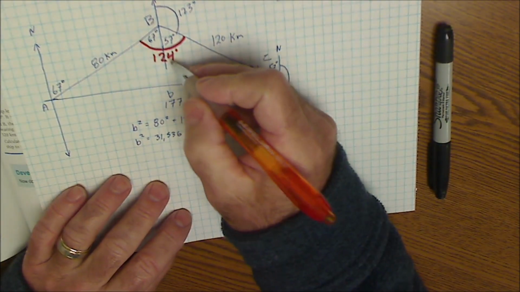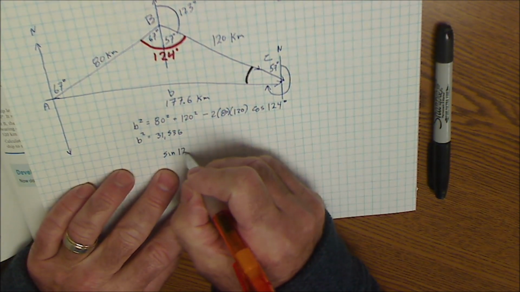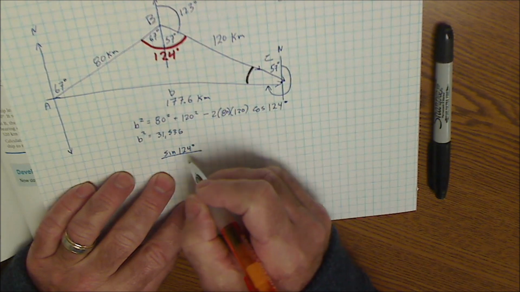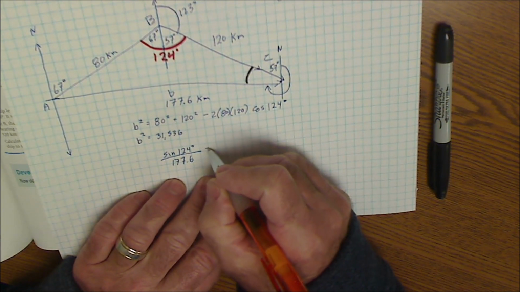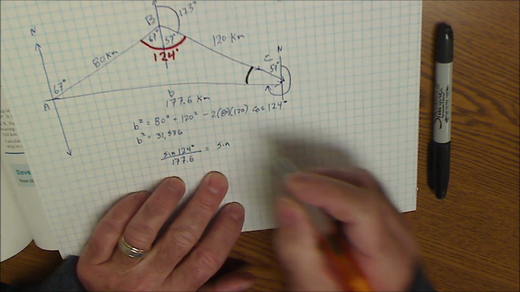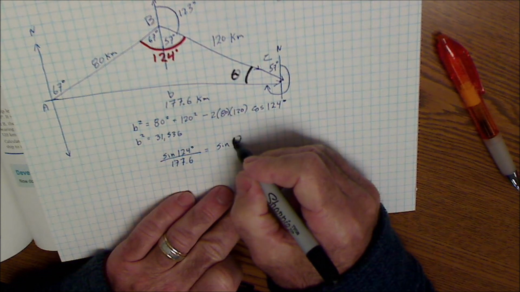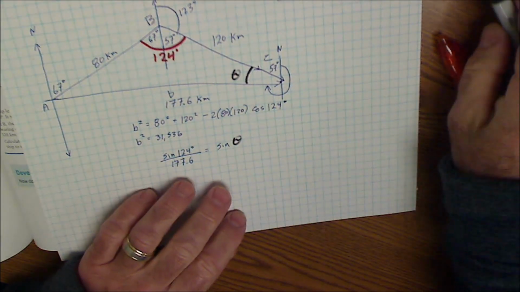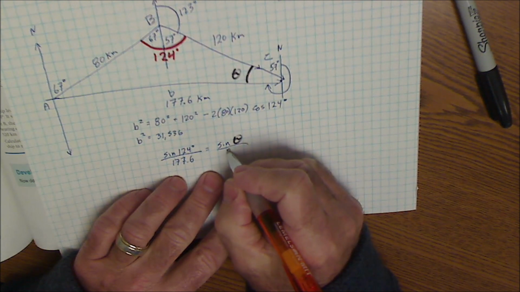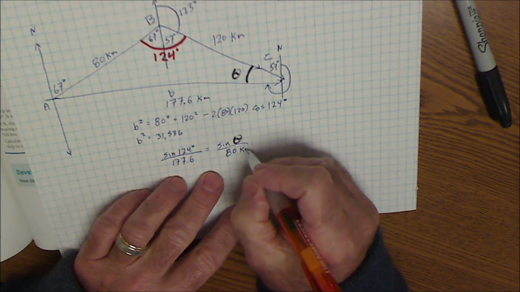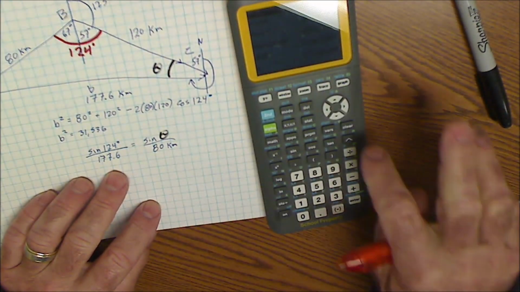I'm going to take the sine of 124 degrees over the side opposite it, 177.6 kilometers, is equal to the sine of this black angle, we'll call it theta, sine of theta, over the side opposite it, 80 kilometers. Now I have one ratio equal to another proportion.